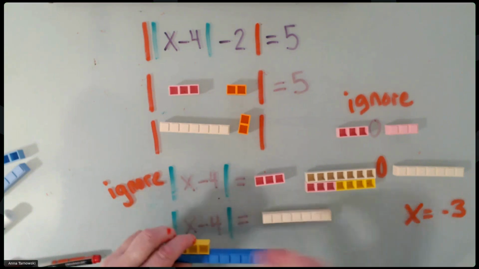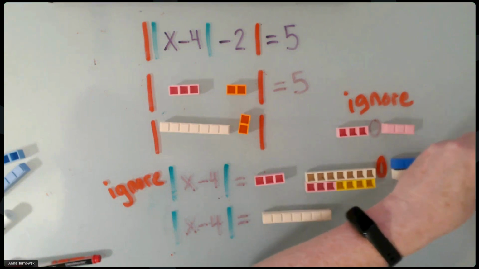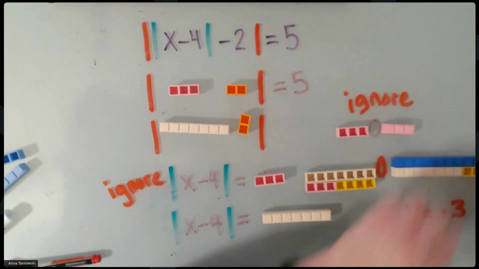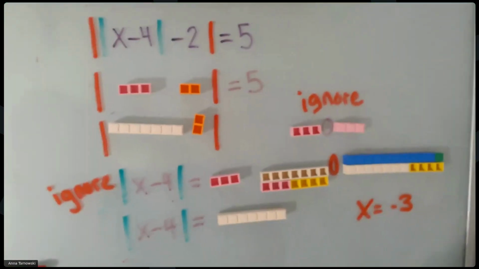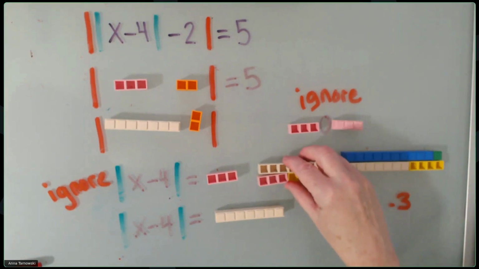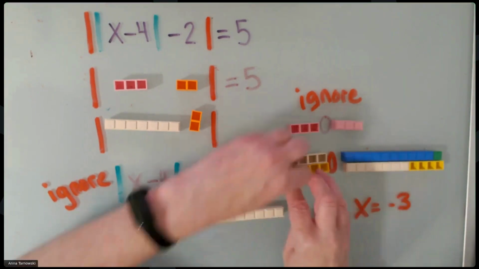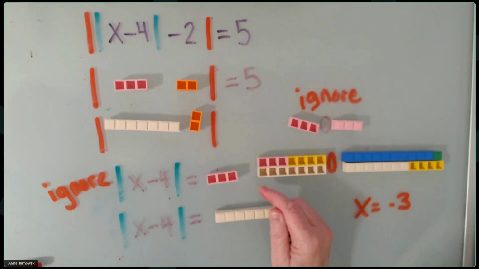And so if I go over here and I have 11 and I take 4 away from it, can you see that I have 7? And that's 7 steps in the positive direction. This here is 7 steps in the negative direction.